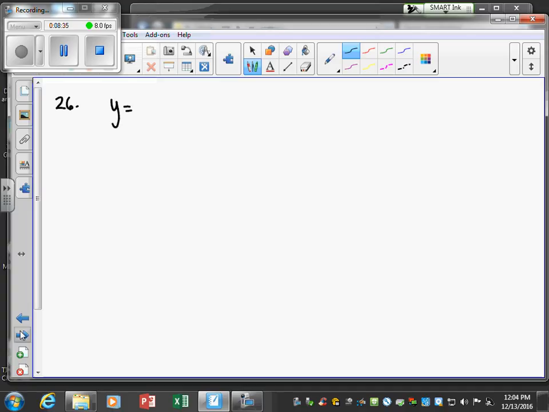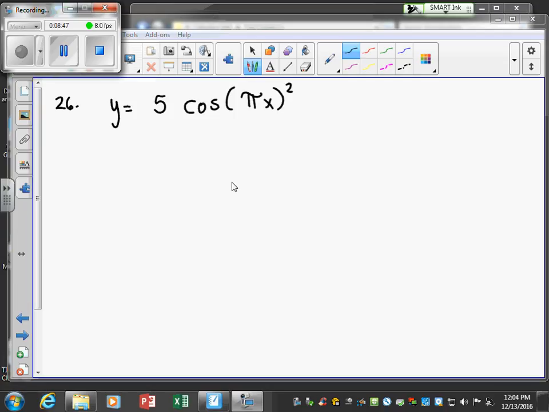y is equal to 5 cosine of pi x squared. Okay, so we have power rule and chain rule here, but first thing we'll have 2 times 5. Actually, let's just go ahead and do it: what's the derivative of 5? What's the derivative of cosine? Yeah, okay, so let's do that first.